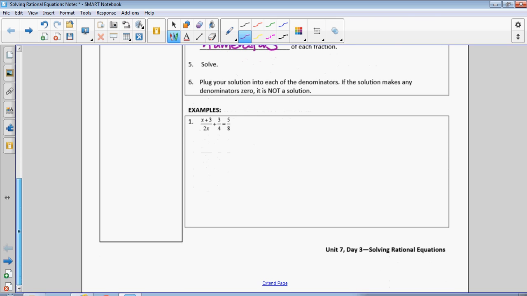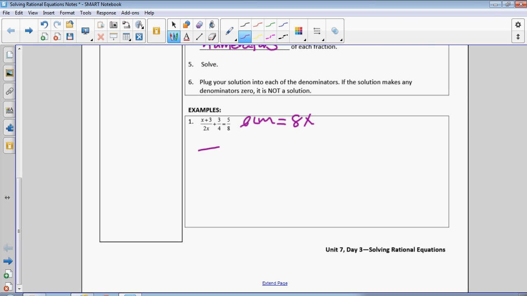So here's our first example. Our denominators are 2x and 4 and 8, and you can see that none of these are factorable, but we can find the least common multiple of 2x, 4, and 8. It's going to need an x. And the least common multiple of 2 and 4 and 8 is 8. So we're going to make all of these denominators 8x.